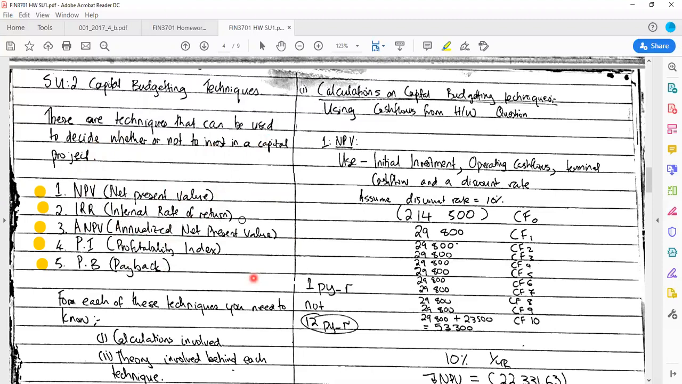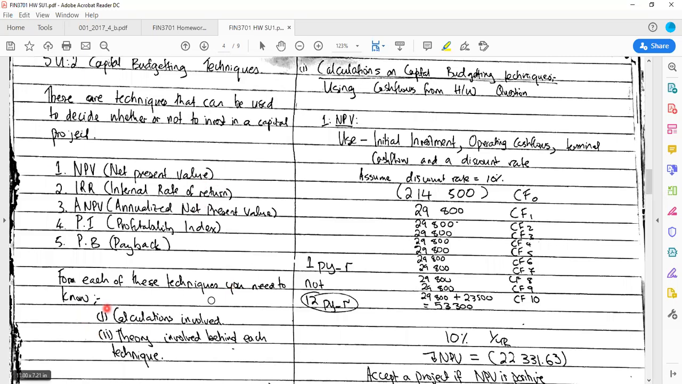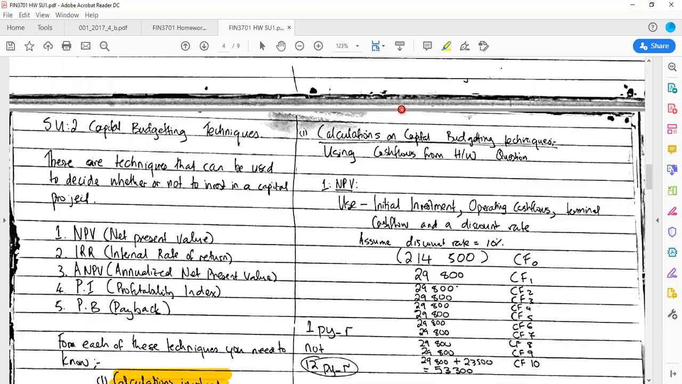Okay. The first capital budgeting technique you need to know about is the net present value, then the internal rate of return, then the annualized net present value, profitability index, and the payback. For each of these techniques, you need to know how to do the calculations involved, and you also have to know the theory behind each of them: the NPV, IRR, ANPV, and profitability index.